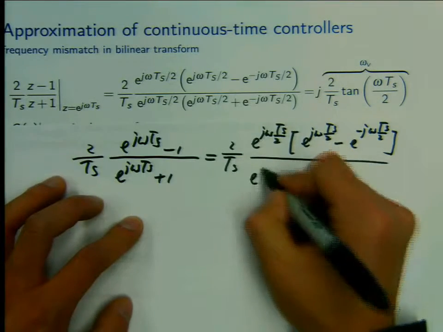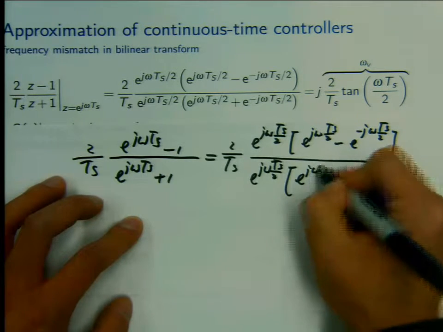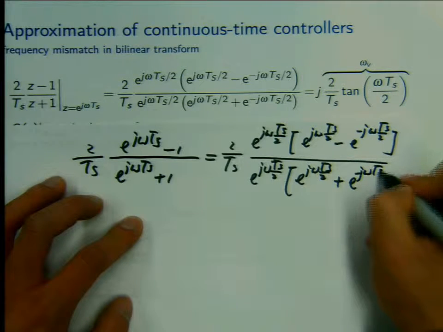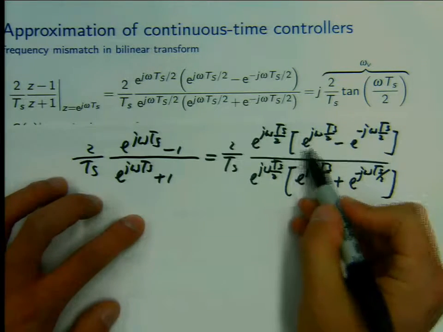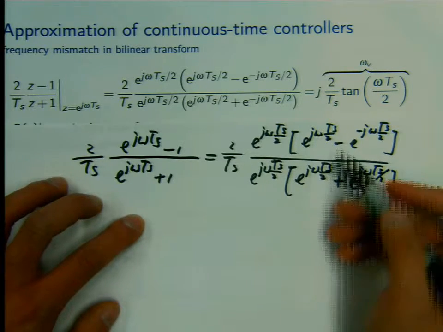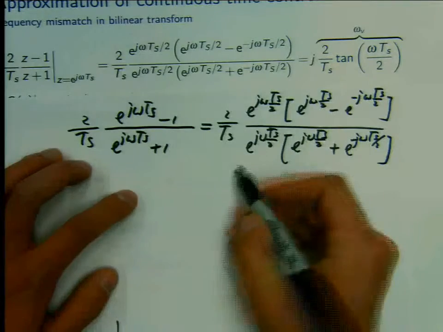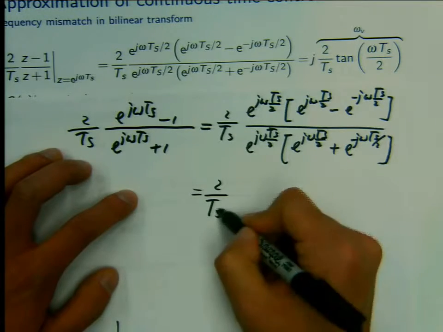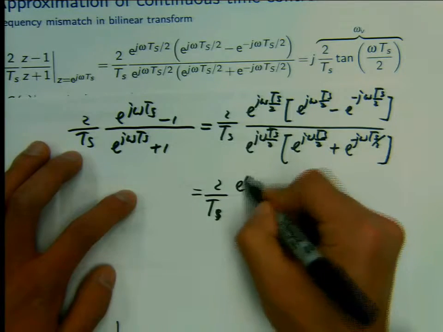Divided by, so do the same thing on the bottom. So you're going to get e^{jωTs/2} plus e^{-jωTs/2} divided by 2. What does the bottom, what does this guy in the bracket equal to, if you apply the Euler equation? Sine or cosine? Just to be a little bit more careful. So it's going to be e^j, yeah.